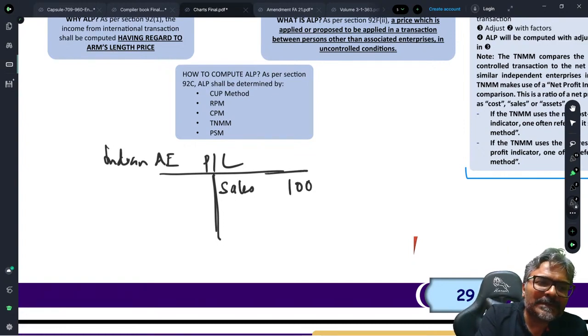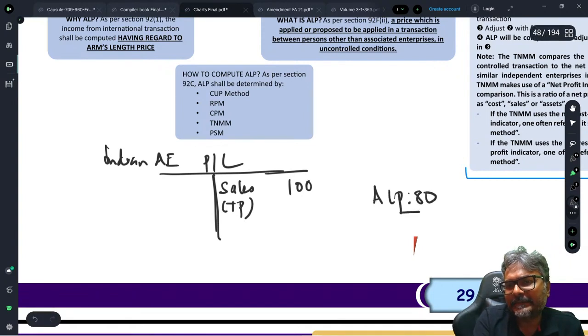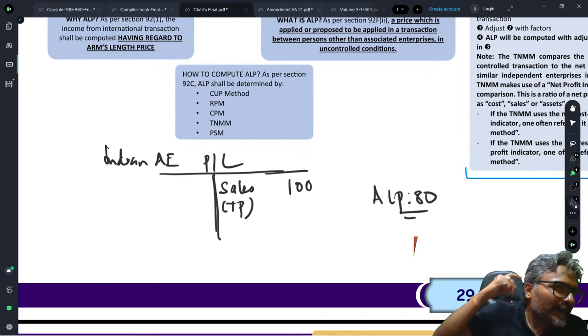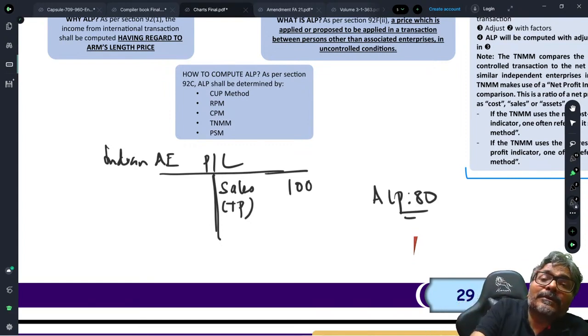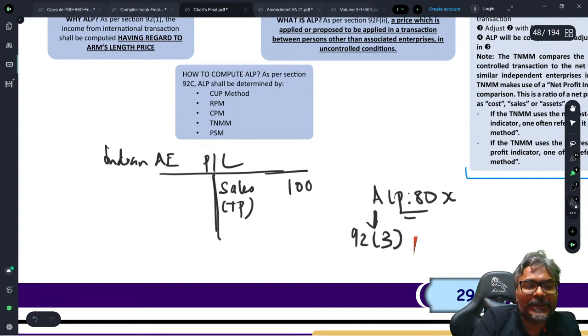Okay, instead of purchase, now let me reverse this position to sales. And therefore, this is my transfer price. The ALP that is determined is at 80. Now, whether you are going to adopt this particular ALP in this particular case, will you adopt ALP? Answer is no. You will not adopt ALP because this will result into a downward adjustment under section 92.3. This will result into a downward adjustment, Samarth, under section 92.3.